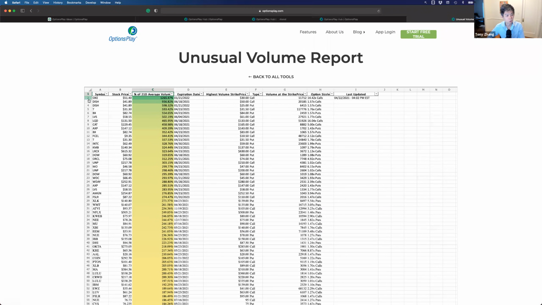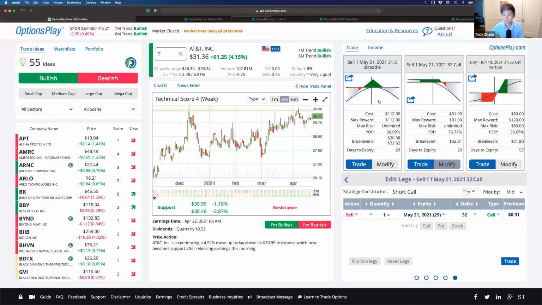So for example, Dish Network today, substantially higher than usual calls and puts for Dish Network, 936% of average volume on calls, 598% average volume on puts. And you can see what is the expiration date and strike price that generated the most amount of volume on today's trade.